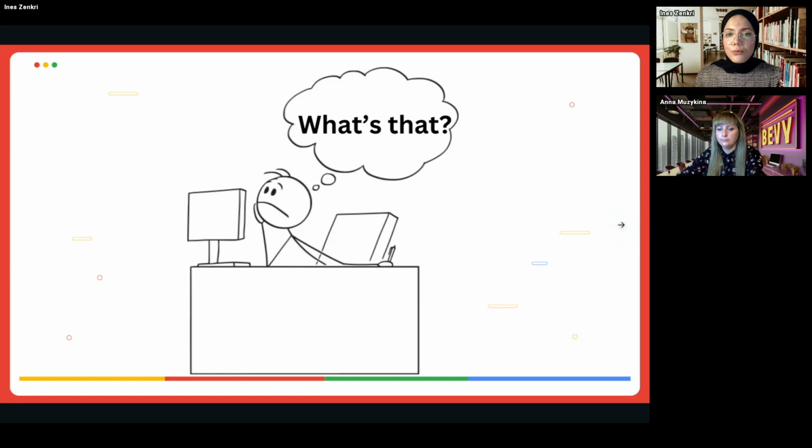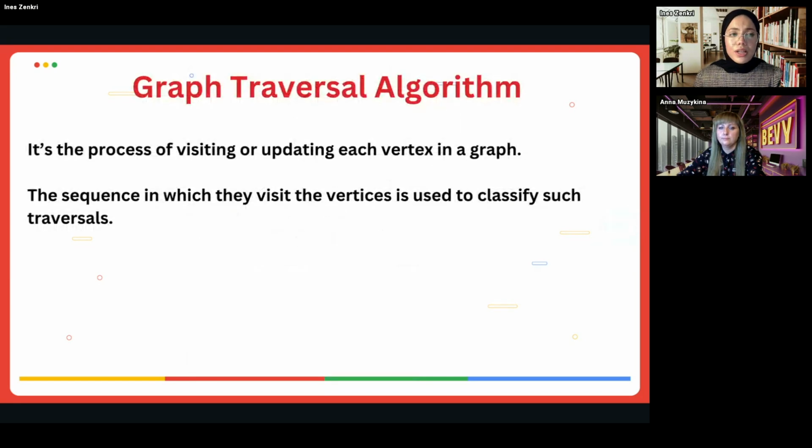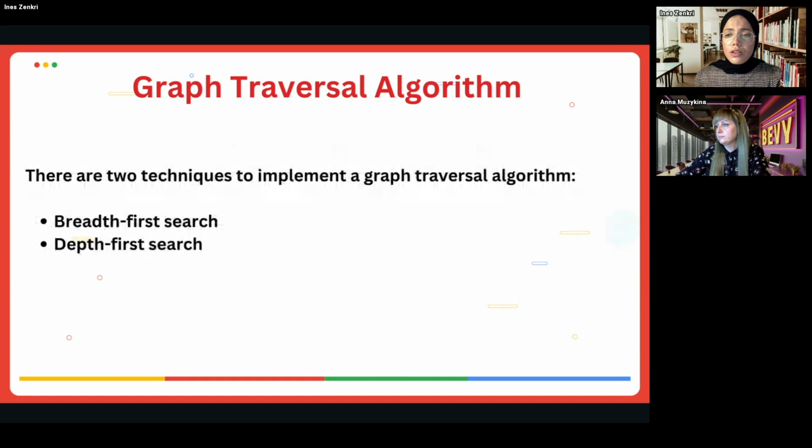What are these? What are traversal algorithms? Well, it's the process of visiting or updating each vertex in a graph. The sequence in which they visit the vertices is used to classify such traversals. The most well-known ones are the breadth first search and depth first search, aka BFS and DFS. And those are the two most implemented techniques in graph traversal.